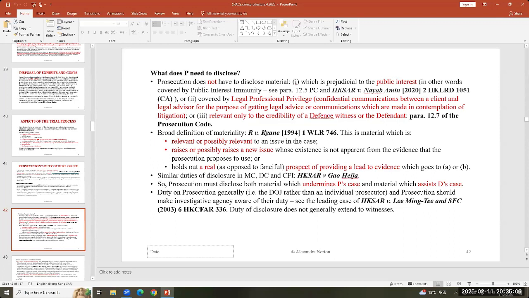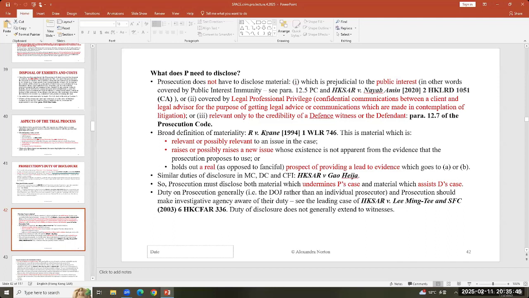So the onerous duty of the prosecution comes from this UK case of Keane, the broad definition of materiality. If evidence is relevant or possibly relevant, raises or possibly raises a new issue, or holds out a real prospect of providing a lead. So what that essentially means is that the prosecution should disclose information, even if it's not necessarily admissible, but it may lead the defense on a train of inquiry to other relevant admissible information. And they have to disclose information that not just undermines their own case, but may assist the case for the defense.